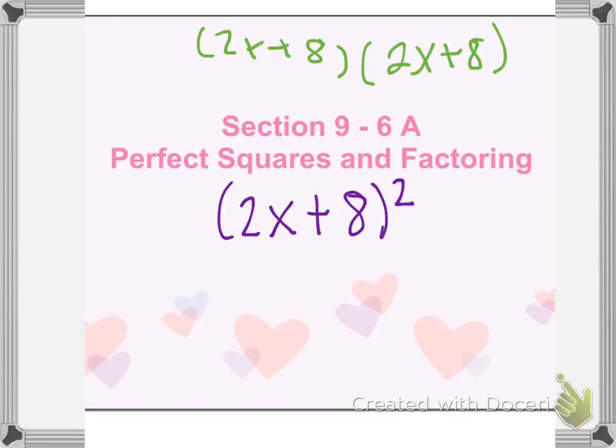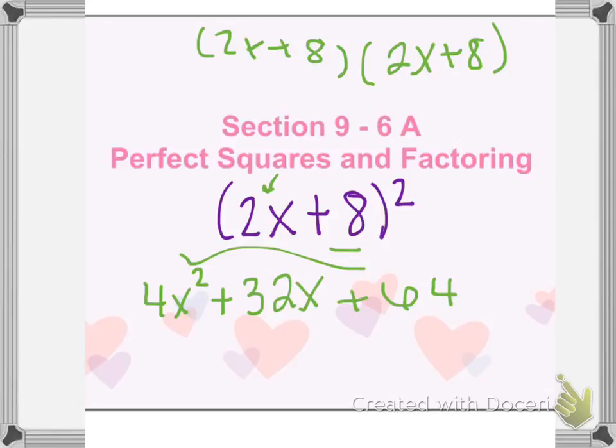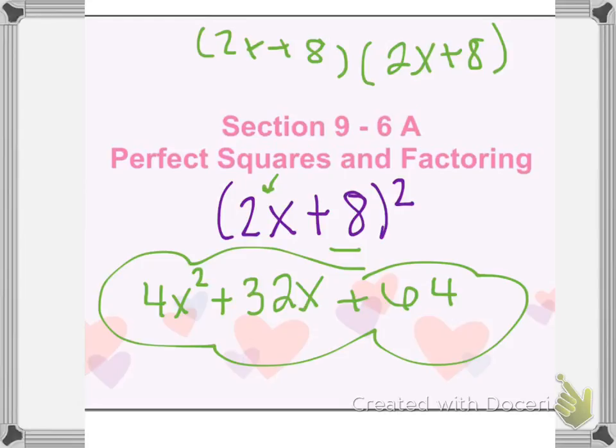Or we also said that you could say, okay, the first term is the first term squared. So 2x squared is 4x squared. The last term is the last term squared. 8 squared is 64. And your middle term comes from multiplying the first term, the last term, and then multiplying it by 2. So 2x times 8 is 16x, and 16x times 2 is 32x. And that's how we got that middle term. Some of you chose to use that method, and some of you chose not to, which is perfectly fine.